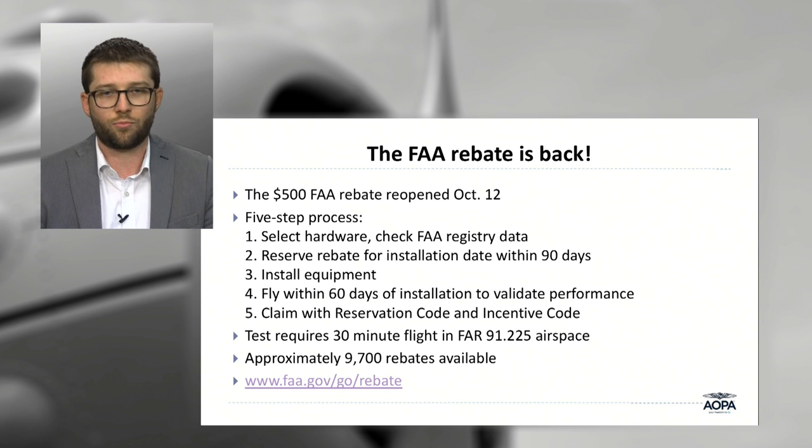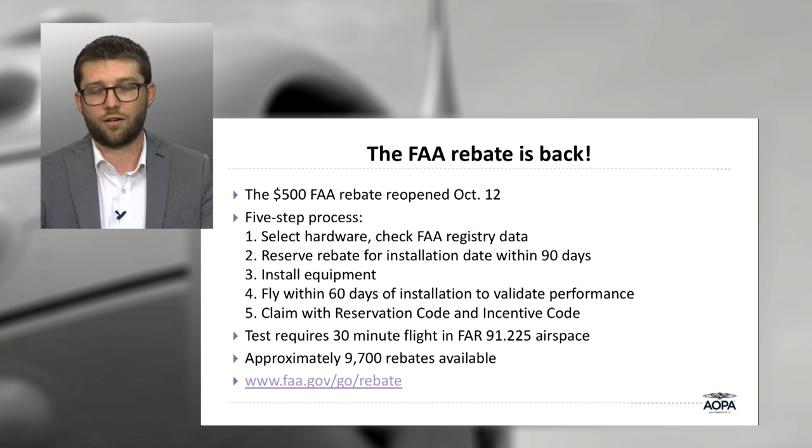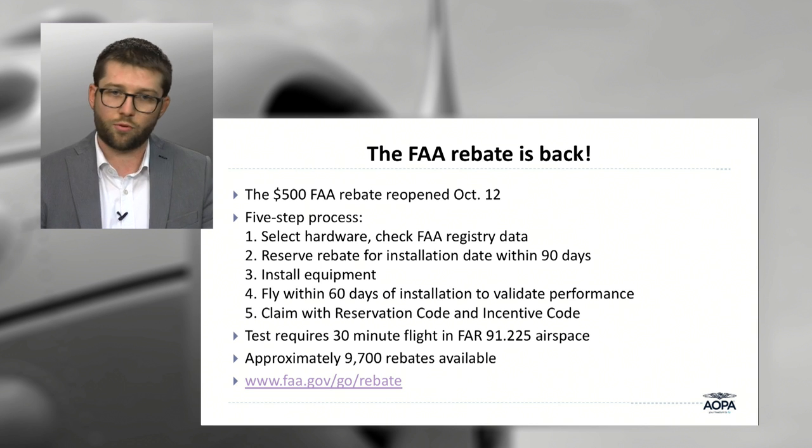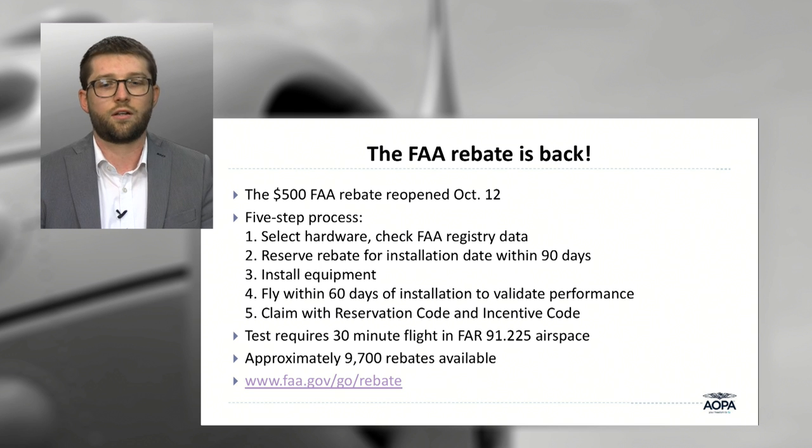The third step is really easy. You just install the equipment. The FAA doesn't need a receipt or anything like that, because step four is where they get the evidence that you did, in fact, equip your aircraft, and that's when, within 60 days of that installation, you go and fly in rural airspace, and you validate the performance. The FAA is not going to give you the check for the money until your system's actually working correctly. They want to make sure it's good. And then that's step five. Once your system's working correctly, they give you the incentive code, combine that with the reservation code, and they'll send you the check.